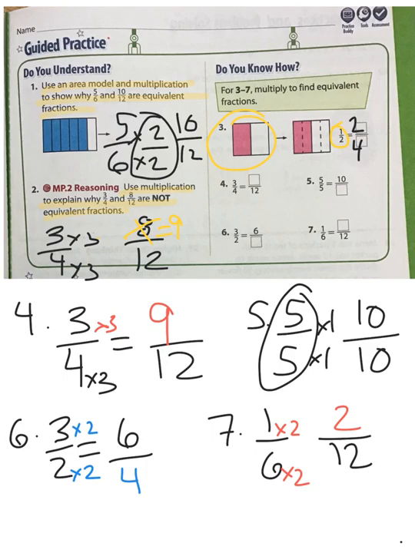Go ahead and do the rest of the numbers on this page. On numbers 14 through 21, it tells you to write 2 equivalent fractions. So make sure that you do that. And then when you're done, I'm going to have you work with a partner to check your work and then do the back together.